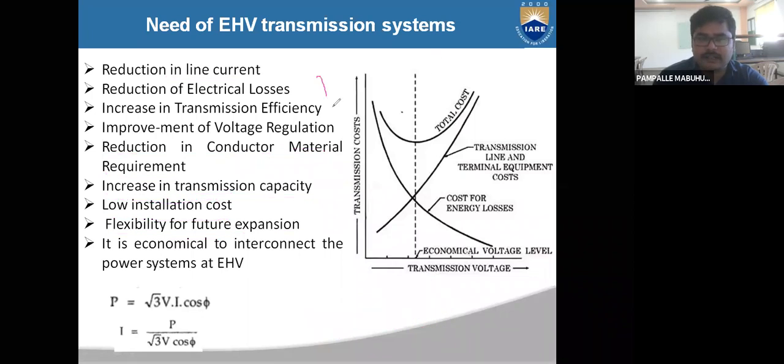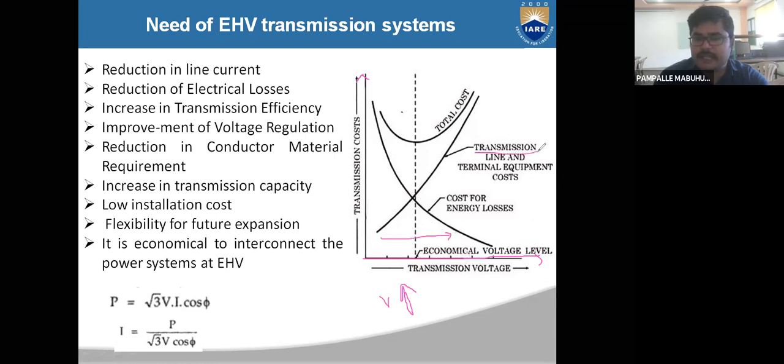Okay, these are the need or advantages. You can also call them advantages, right? So the need of EHV transmission systems, or advantages of EHV transmission, are these. Okay, so now if you observe this graph here, the transmission voltage is represented by X, right?